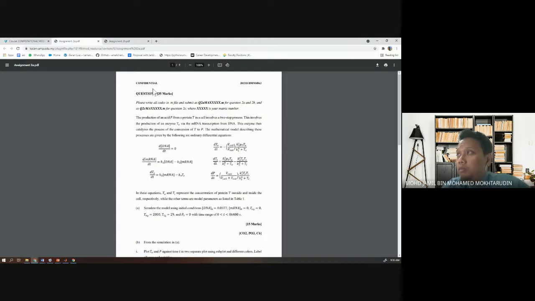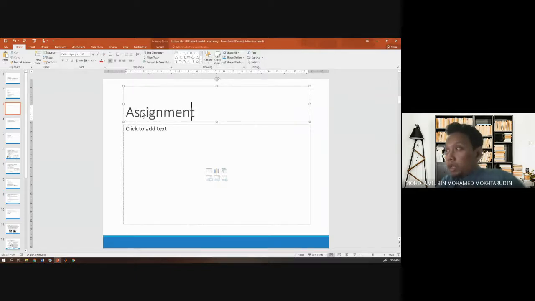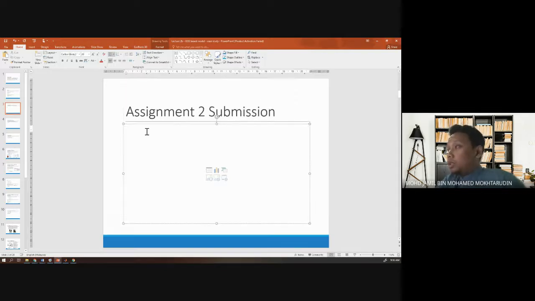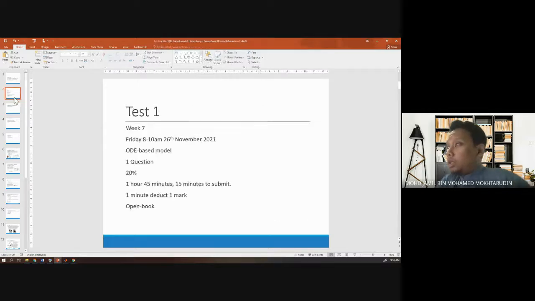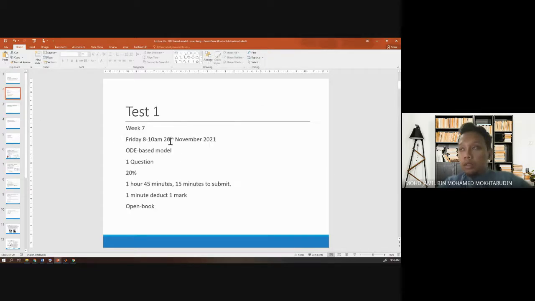So to make sure that you boleh study untuk test, so maybe submit assignment 2 on Wednesday 24th. Okay. So our test is 26. So submit by Wednesday, and on the 25th kita discuss how to answer the assignment. Okay, so that you can ready for the test in the following day. Okay, any question before we end this lecture?